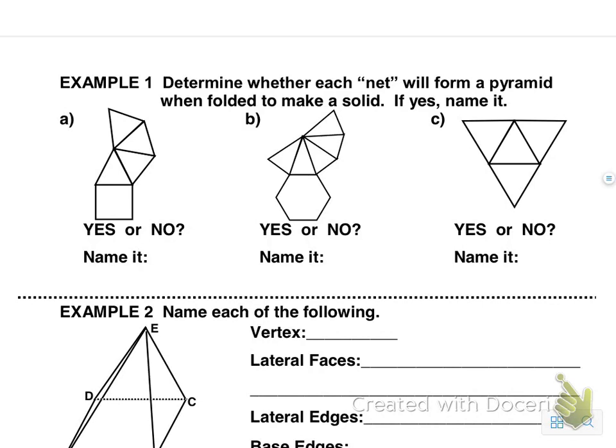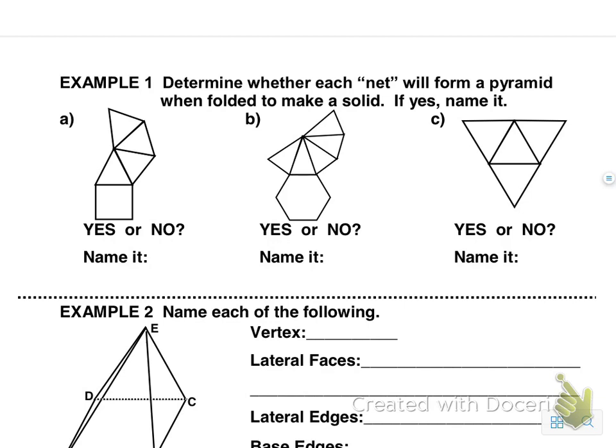Okay, for example 1, determine whether each net will form a pyramid when folded to make a solid. If yes, name it. I'm going to give you about a minute to go ahead and answer all 3 of these, and then I'd like you to come back and continue with the video to see if you are correct.